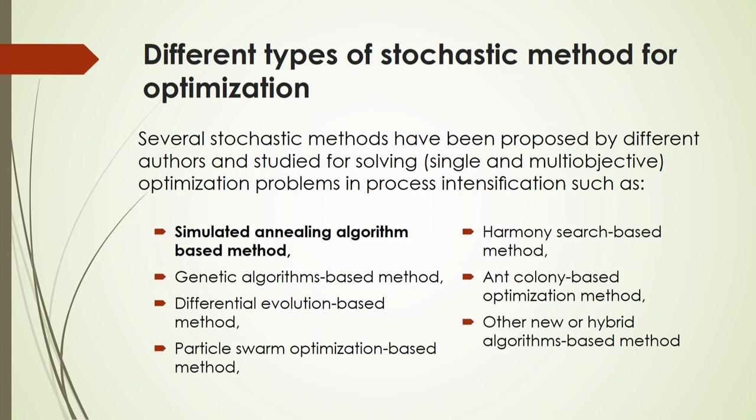Now, what are the different types of stochastic methods generally used for optimization? We have already discussed in our earlier lecture that different types of optimization methods are available to solve single and multi-objective optimization problems in process intensification. Here again we can have a list: simulated annealing based method, genetic algorithm based method, differential evolution based method, particle swarm optimization based method, harmony search based method, ant colony based optimization method, and other types of methods suggested by different investigators nowadays. Even refinements of those algorithms and new algorithms are coming, revealed by different investigators after their research.